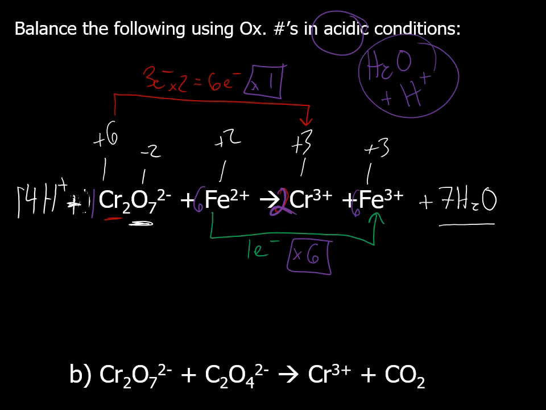I've got 7 oxygens on both sides and 6 irons on both sides. So all the atoms are balanced. Then the next thing that I can do is double check that the charges are going to balance out.